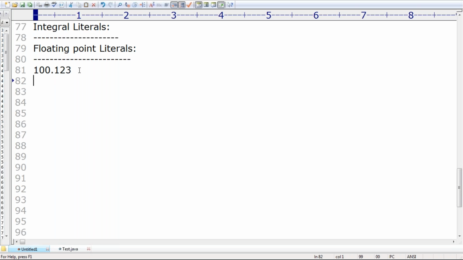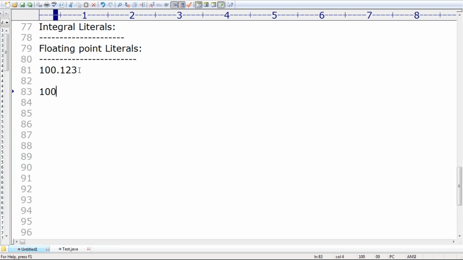Sir, 100 is there. Is it an integral literal or a floating point literal? Integral. Sir, today the dollar price is 65.45 rupees. Is it a floating point literal or an integral literal? Floating point literal. Right? If the point is there, it is floating point; if not, it is an integral literal, right? Remember that.